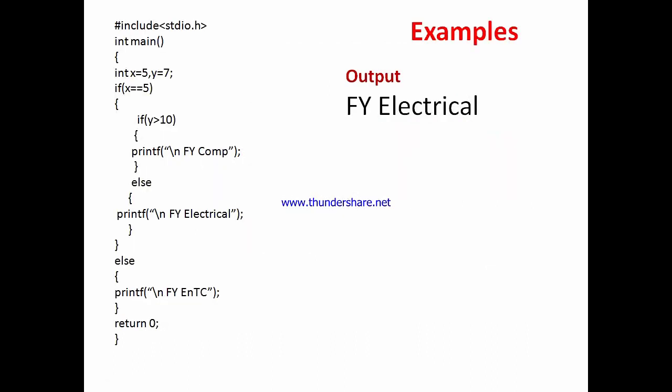Now let us see an example of nested if else. Here we have used the header file stdio.h for printf and scanf, and the main function. Inside the main function, we have declared and initialized two integer variables x and y. x has the value 5, y has the value 7. Now x is equal to 5, this is one condition. This condition is true because 5 is equal to 5.